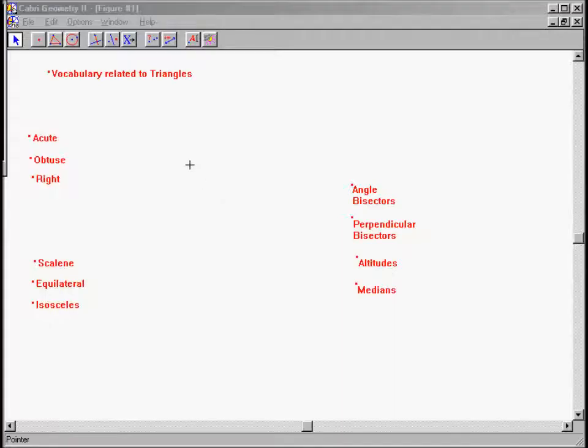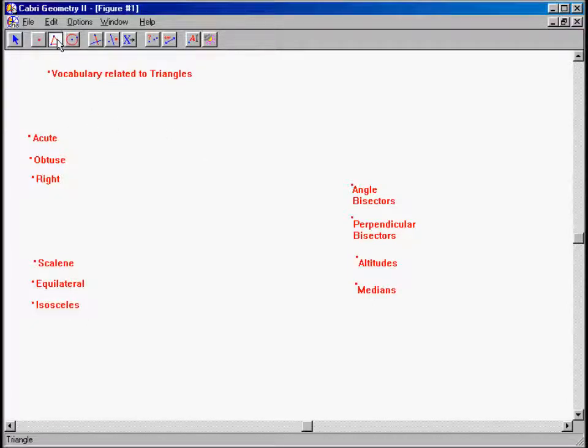Let's consider some of the vocabulary associated with triangles. I'm going to draw a triangle here using this program. The beauty of this program is that once I get this triangle drawn, I can use this arrow key and distort the triangle in any way I wish. So let's look at this now.